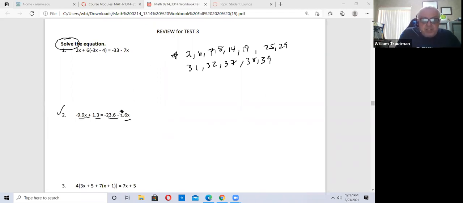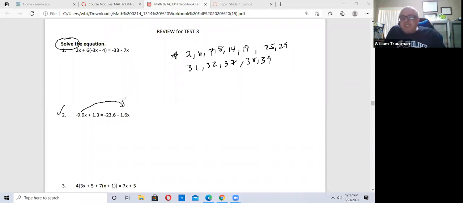So then step 3 was get all the x's to one side using add and subtract. I'm going to take the negative 9.9x to the other side, because then it'll be a positive on the other side, and then my x will be positive. You don't have to, but I like having a positive x. So I'm going to add 9.9x, add 9.9x.